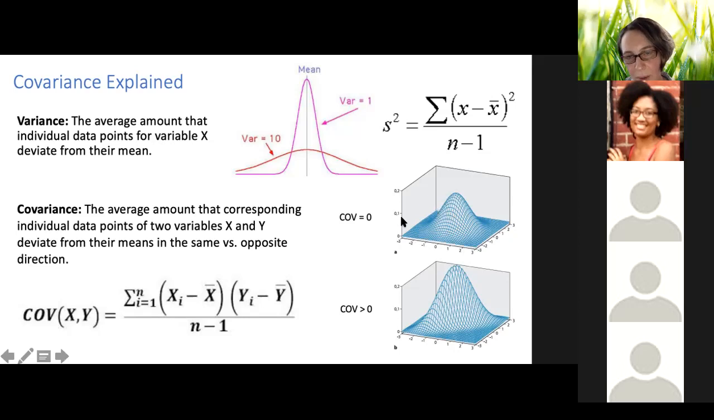And here we have the case that the covariance is 0. We see this nice symmetric shape here in all directions. It's basically as if you would take a normal distribution and turn it 360 degrees, so then you're getting this shape here.